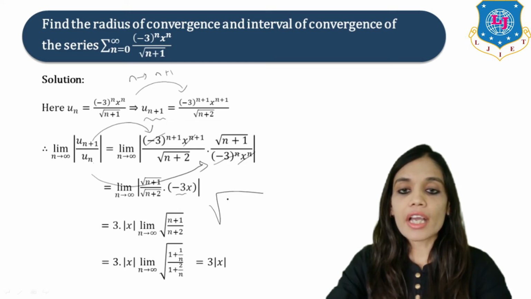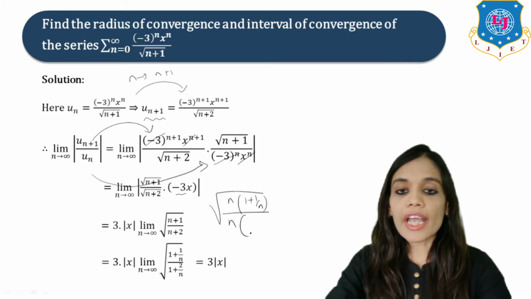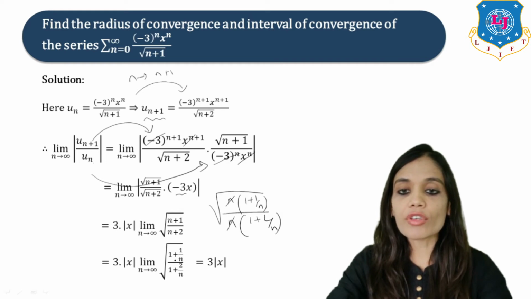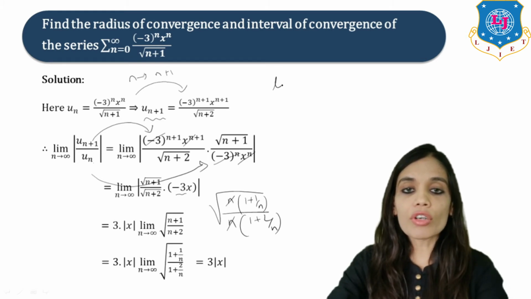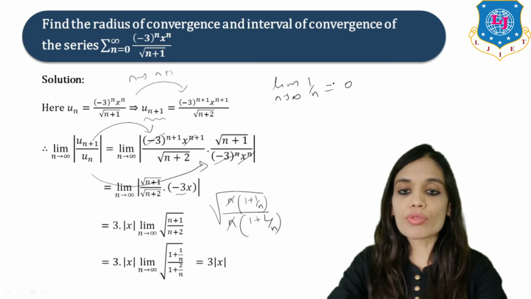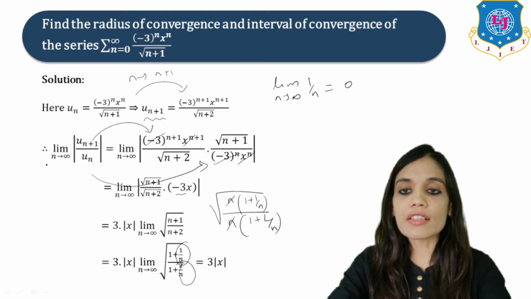So what you will get? n common, 1 plus 1 upon n times 1 plus 2 upon n. This n gets cancelled out and finally what will remain? Square root of 1 plus 1 upon n times 1 plus 2 upon n. Now we know limit n tends to infinity 1 upon n is equal to 0, so these two terms will go to 0. So finally the answer of the limit will be equal to 3 times mod x.